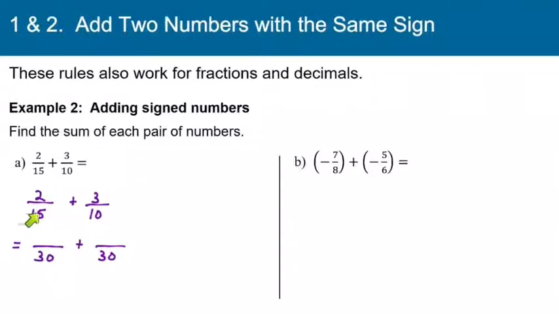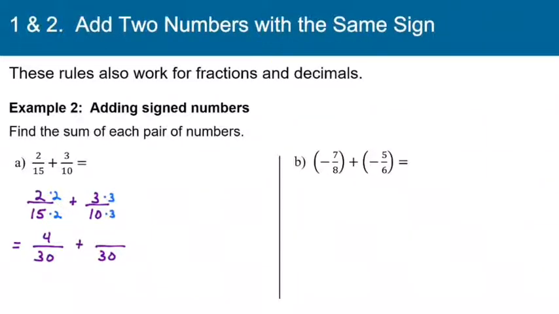Now what do I have to multiply by 15 to get 30? Well, I need to multiply by 2, so that means I'll also have to multiply the top by 2, and 2 times 2 is going to be 4. And when I look at the 3/10, what do I have to multiply by 10 to get 30? Well, I have to multiply by 3.